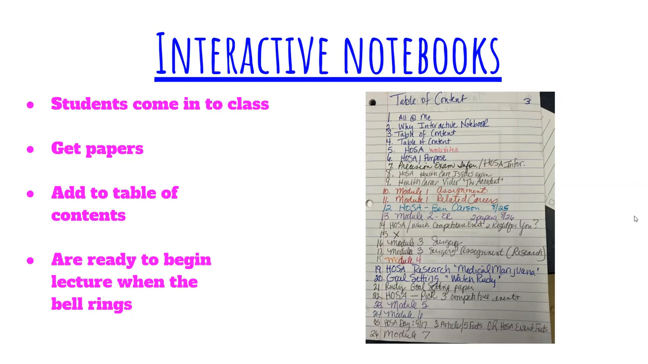So every day they're having to add. And I told them what we're doing is we're building a book. We're learning how to stay organized. We're learning how to do recall. If I wanted to come back and say, look up HOSA page 14, they would know exactly what page we're talking about. And also they're ready to be in lecture.